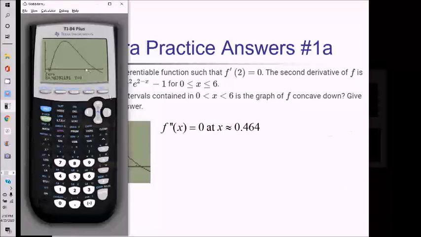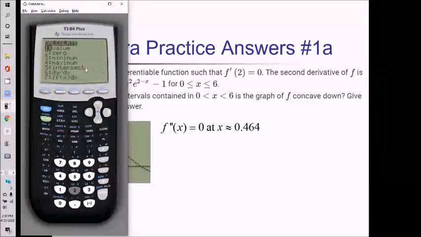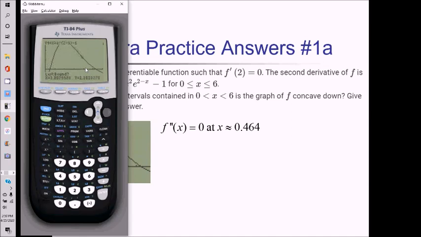So let me do second trace and then 0 again. And my spider begins the journey to the other x-intercept. A slow journey, but there we are. Let's press enter again, and a third time to get 5.357.